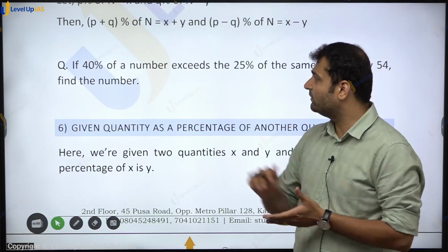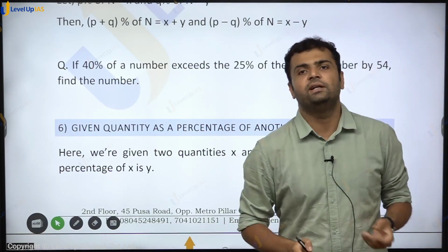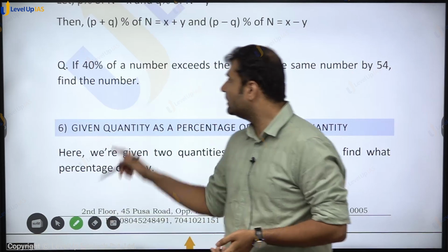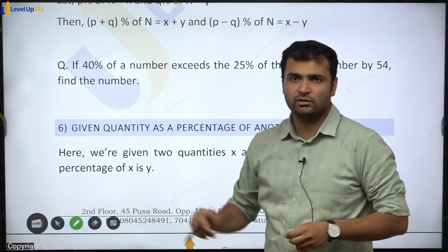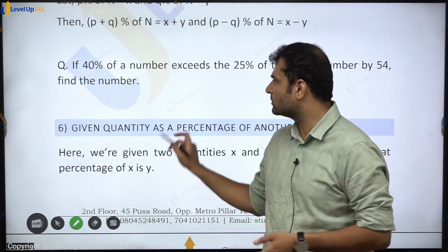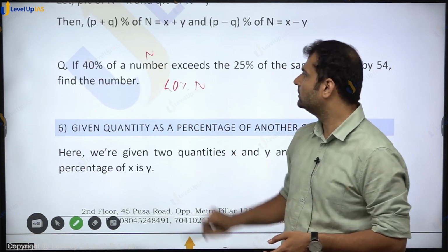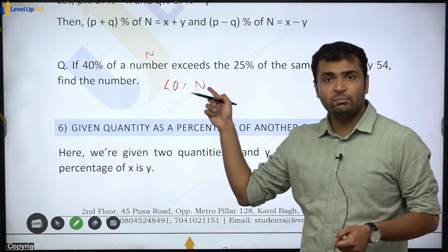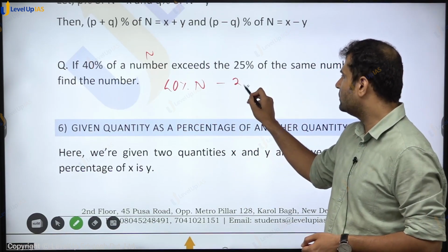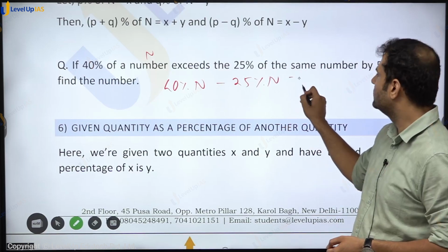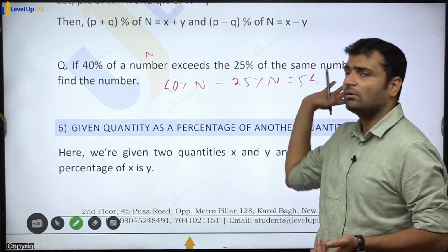If 40% of a number exceeds 25% of the same number by 54, find the number. What has been said? There are two quantities. There is one quantity which is 40% of the number. Some number, its 40%. So let us call that number n. So we have 40% of n exceeds 25% of the same number, 25% of n, by 54. Exceeds means being bigger.